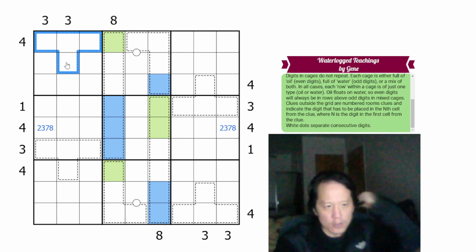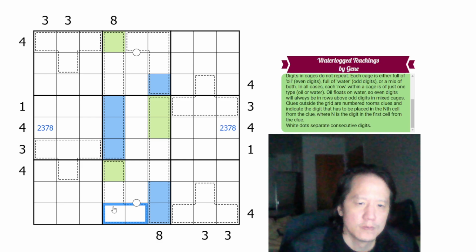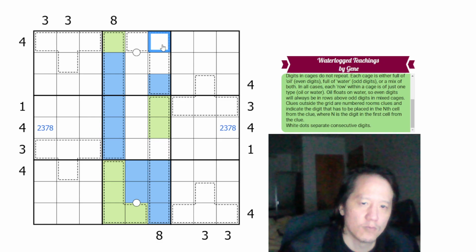So if these are both even, that would mean this has to be even, which means these two are odd. This could not be even. This would have to be odd. Obviously, these would be odd. So then one of these would actually have to be even. So therefore, these would both be even. Oh, that's interesting. And this would be odd, which would force these 3 to be odd, and therefore that to be odd.